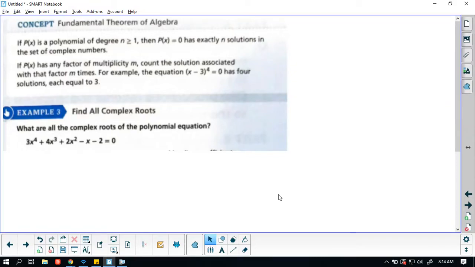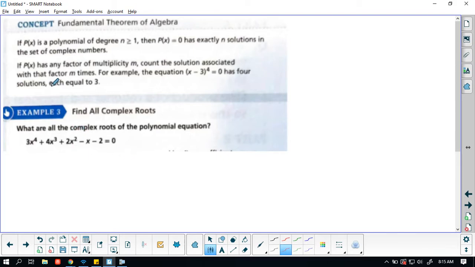Hello everybody, in this video we're going to look at the teacher's manual example 3 from topic 3, lesson 6, algebra 2. We're going to look at the fundamental theorem of algebra and then how to use the rational root theorem to find all the roots of an equation and then use that to find the complex roots of an equation. So this is a very multi-stepped problem.